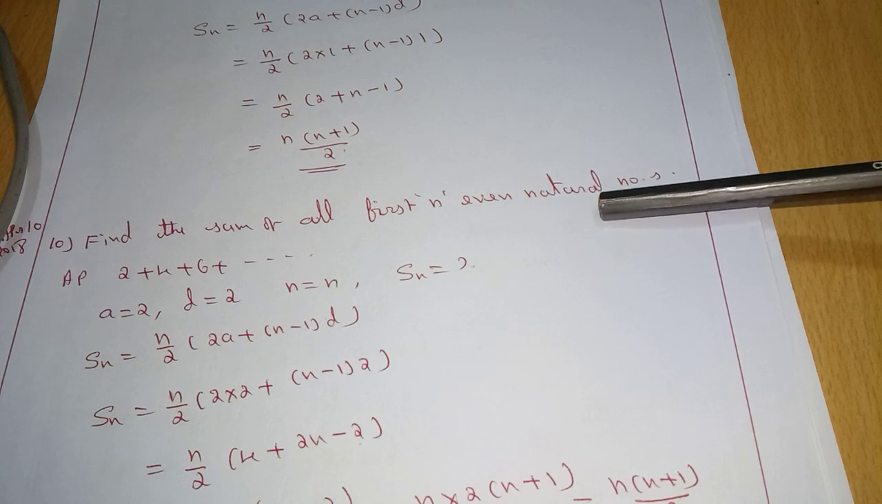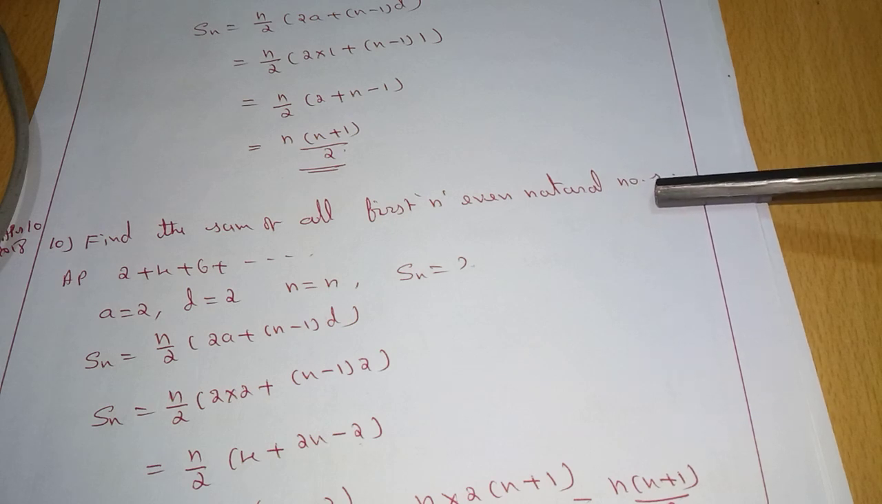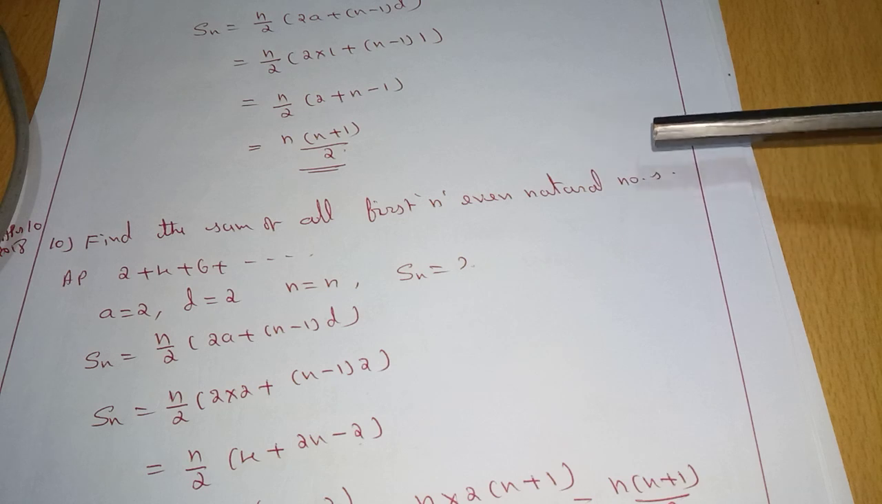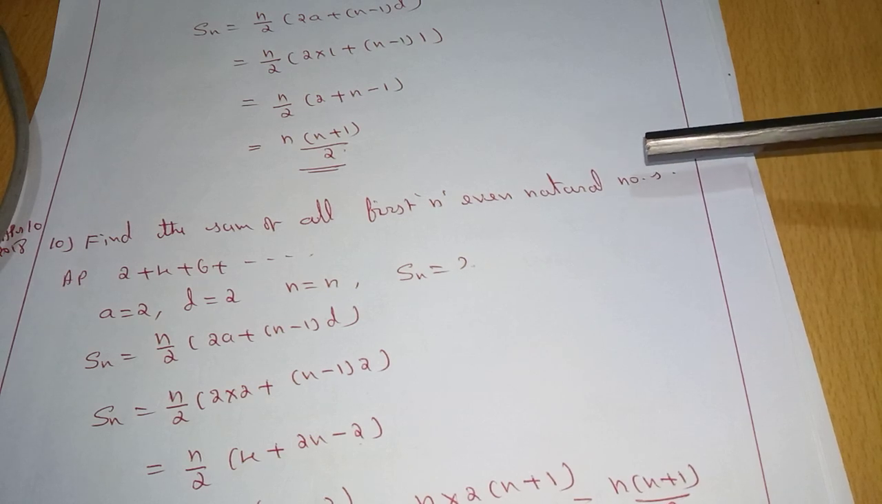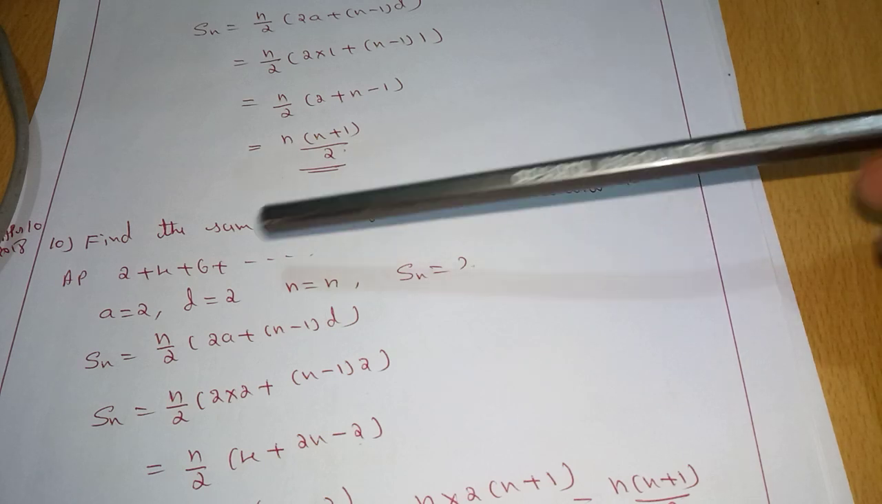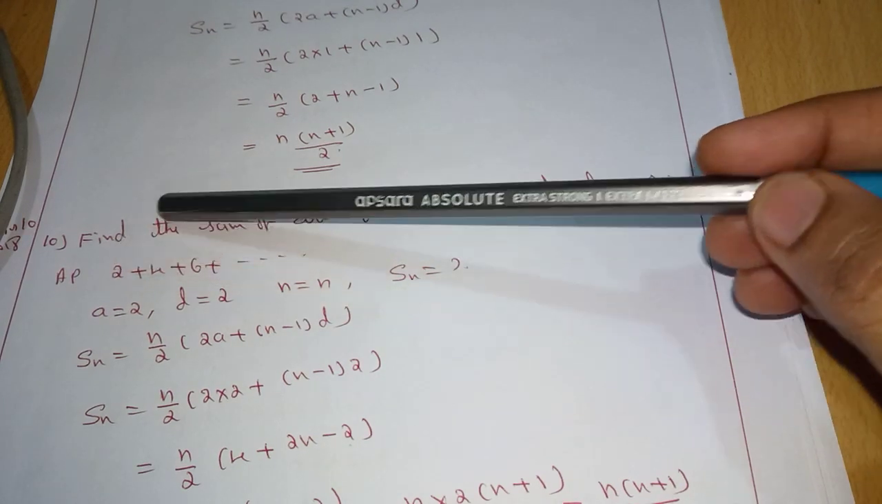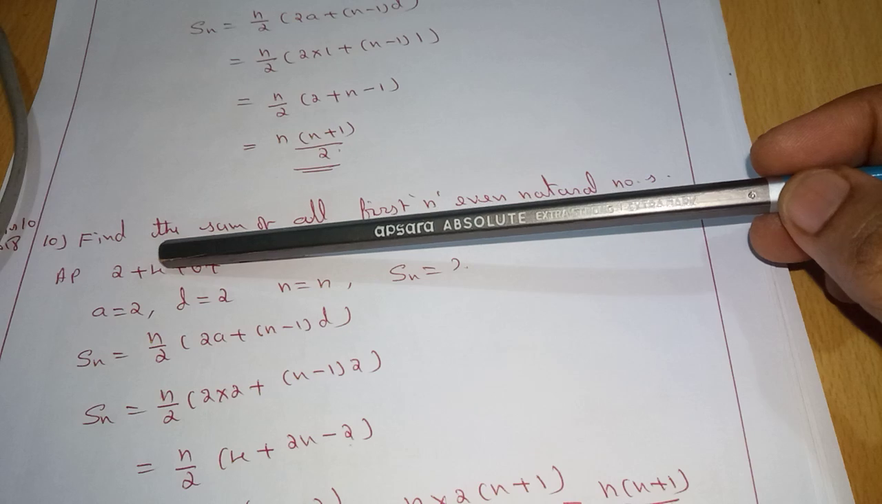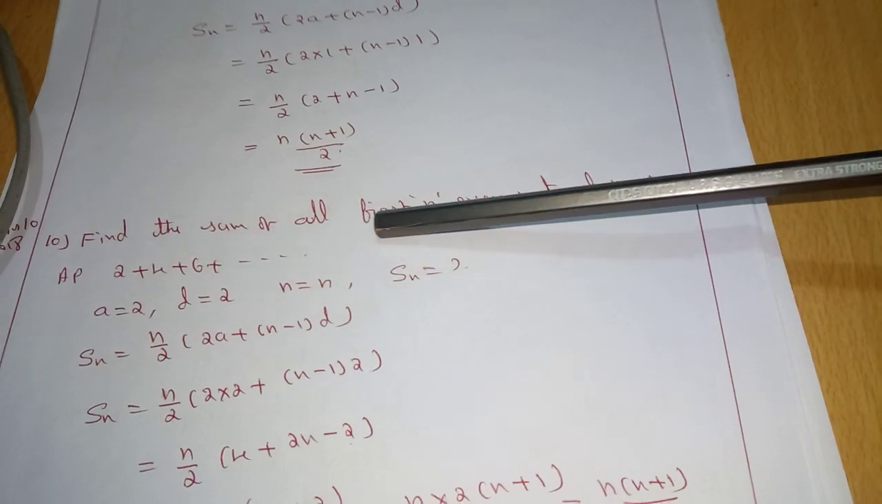Find the sum of all first n even natural numbers. Now natural numbers start from 1 only. Is 1 an even number? No. After 1, 2 will come. So the first term is 2. Since even numbers go on increasing by 2, 2 plus 4 plus 6 and so on.